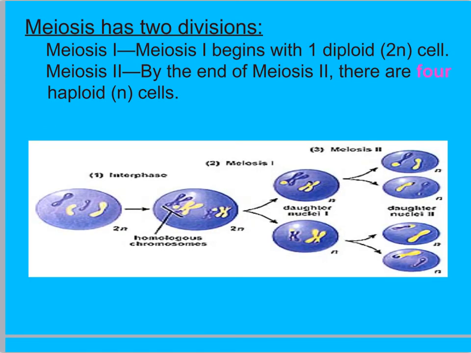So meiosis has 2 main divisions. Like I said, it goes through PMAT twice. So that means 2 divisions. It divides once into 2 cells and then again into 4 cells. So meiosis 1 begins with your diploid cell, and at the end of meiosis 2, you get 4 haploid sex cells.